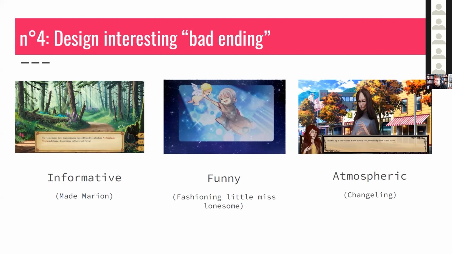But there are 3 ways to do that. First is being informative. Like, I really like in Mad Marion how you get hints about what is going to happen in your bad endings or game over, or just pieces of lore you wouldn't get otherwise. They can be funny. Fashioning Little Miss Lonesome made me crack up every time. Every bad ending was just priceless and worth seeing. Or atmospheric, like in Changeling, you have this creepy old lady, and every character tells you not to speak with her. And there was part of me that wanted to know what would happen if I do speak with her, and I wasn't disappointed. So, yeah, that's some ways to deal with it.